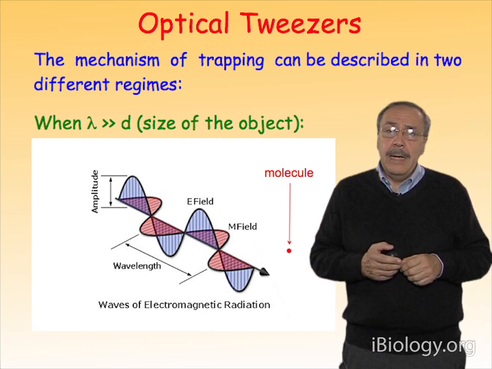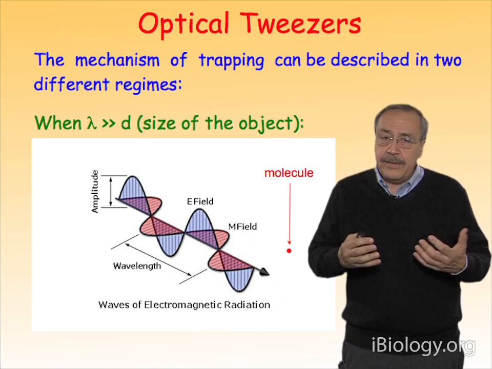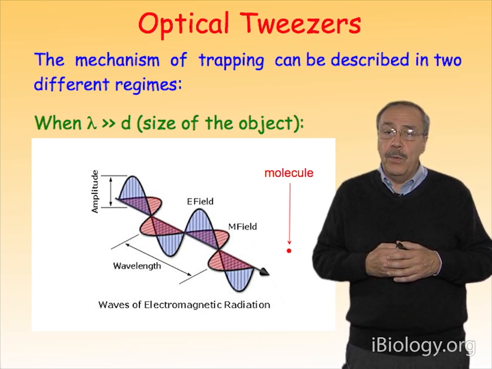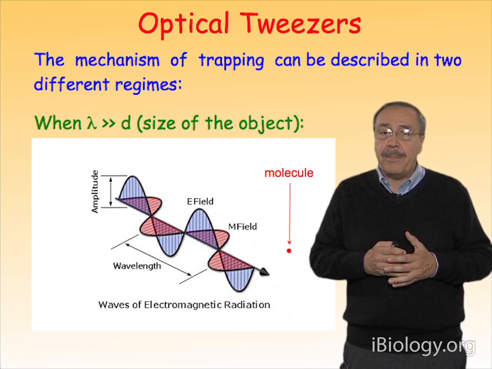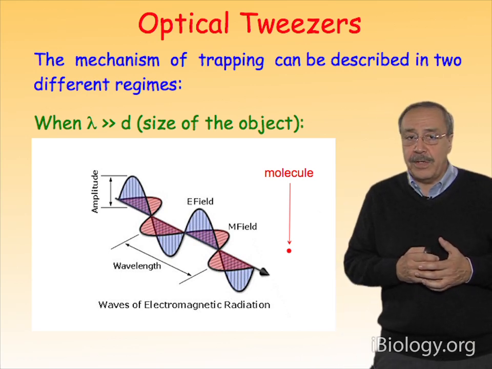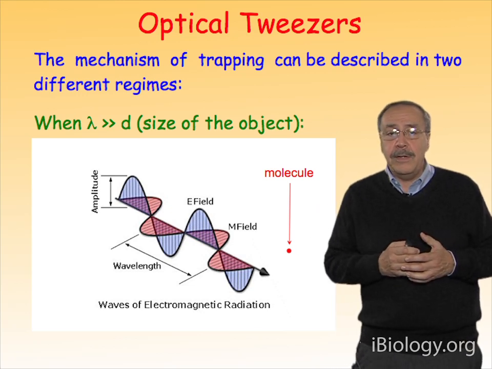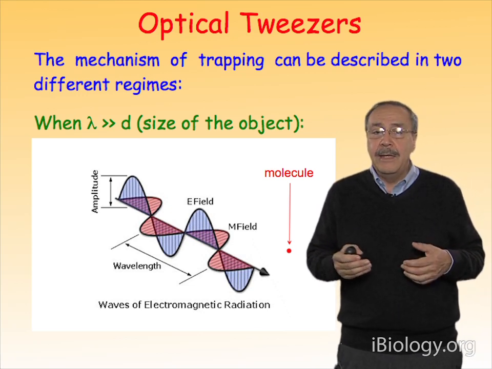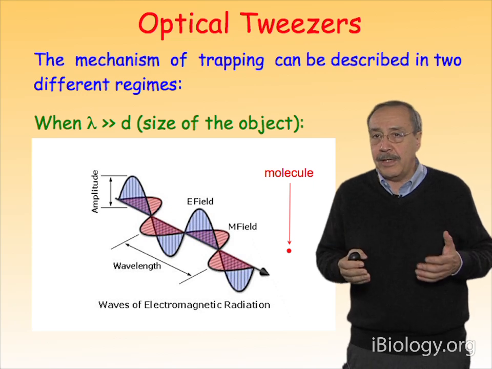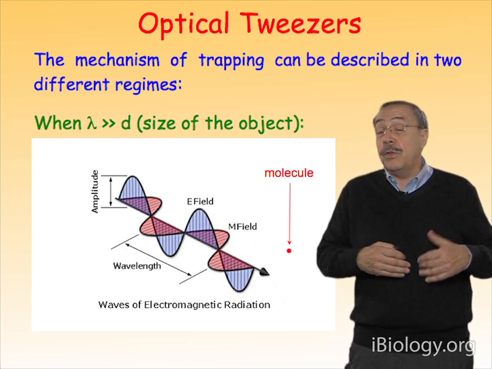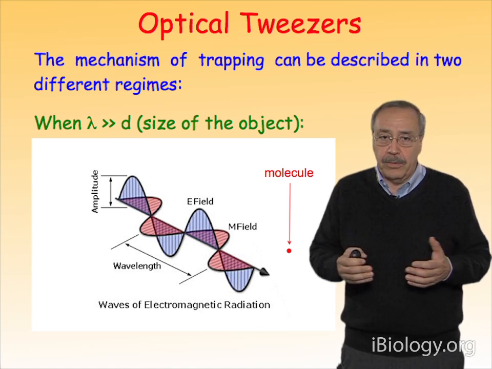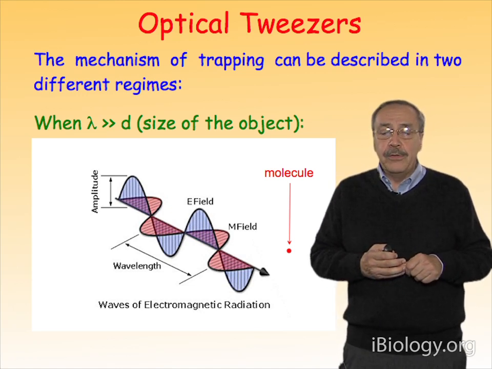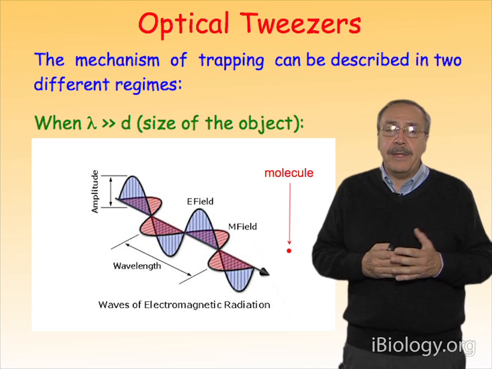Now, in order to understand how optical tweezers work, we need to describe the trapping of objects by light in two different regimes. The first regime we are going to consider is the regime in which the wavelength of light is much larger than the size of the object that you want to trap. Imagine, for example, using wavelength of visible light and you are trying to trap an atom or a small molecule. Okay? So we call d the size of the object, lambda the wavelength of light.